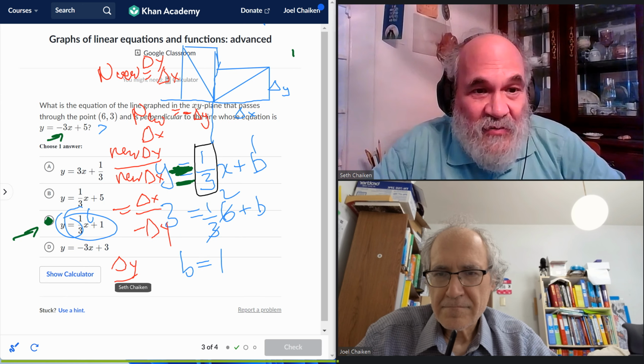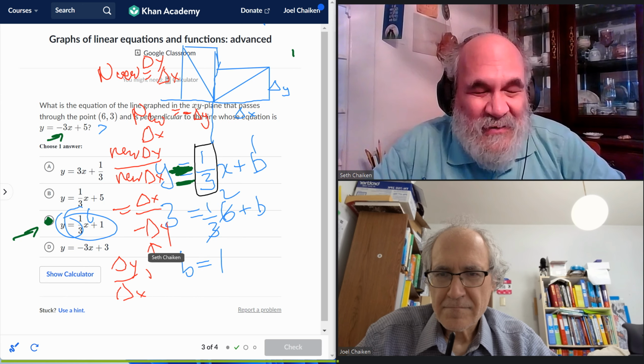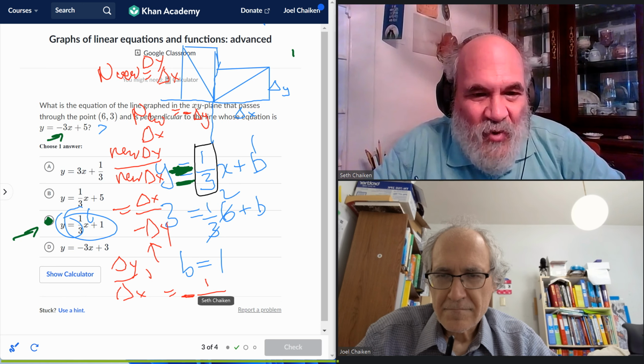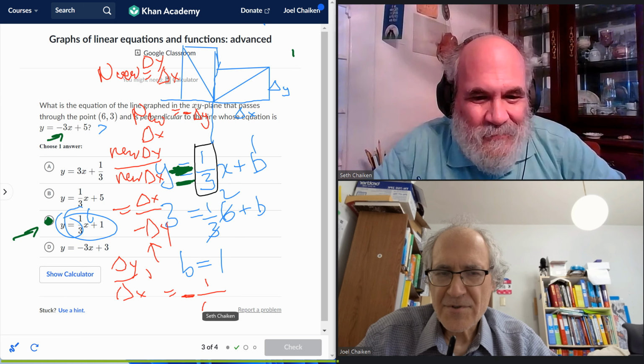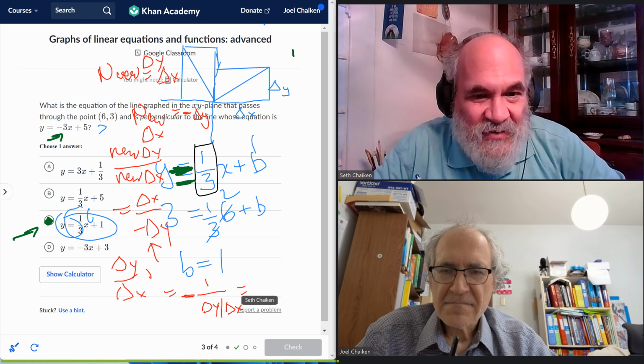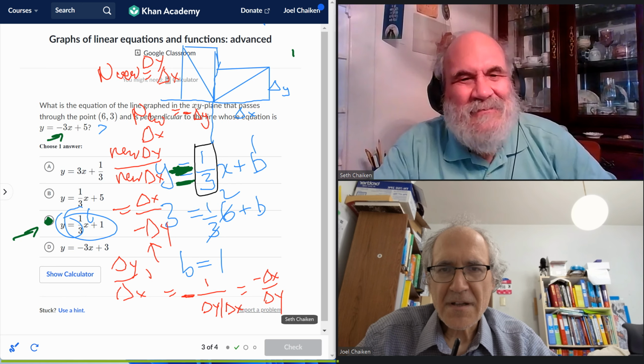Wow, look at that. And so the original slope is delta y over delta x. The new slope equals the negative of 1 over, the reciprocal of, delta y over delta x, which is, of course, negative delta x over delta y. Very nice. So, yeah, that's very cool.